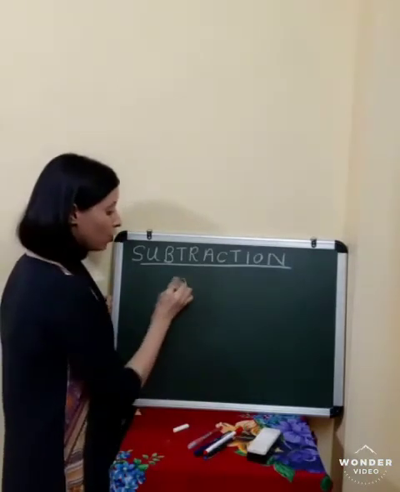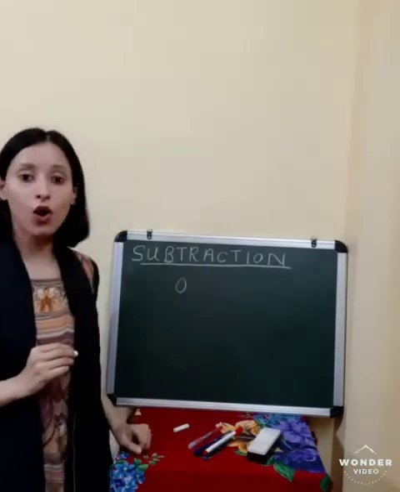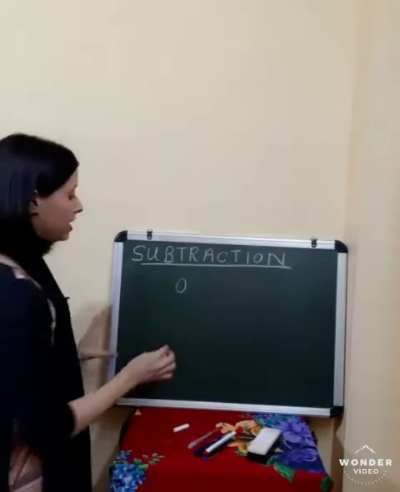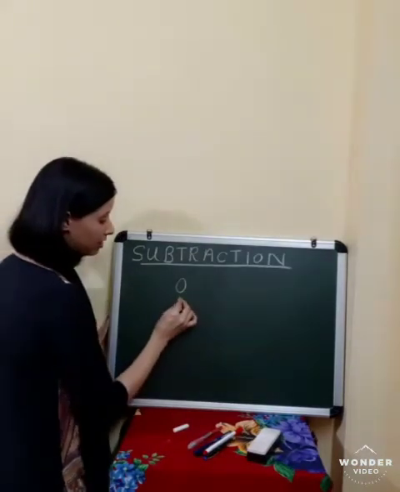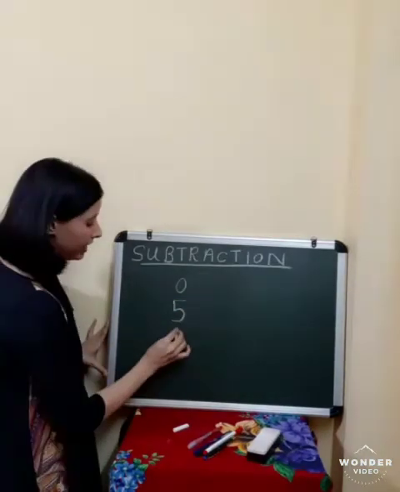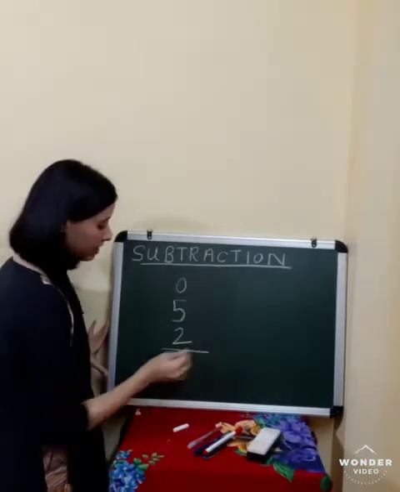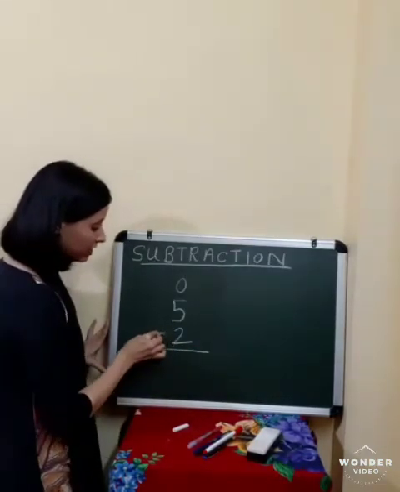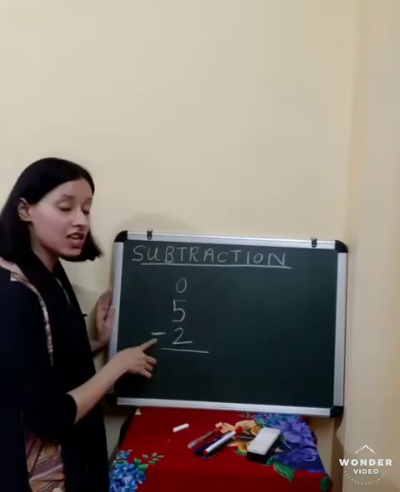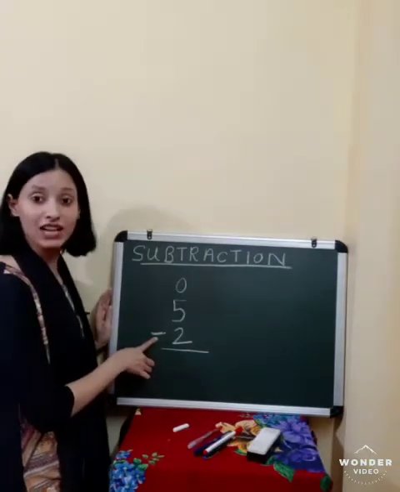Now, this is O. This O stands for ones place. What does it stand for? Ones place. Now I am writing 5 over here. Then below I am writing 2. Now I am putting this sign. Now children, you have to remember this sign is the subtraction sign. This is called minus.